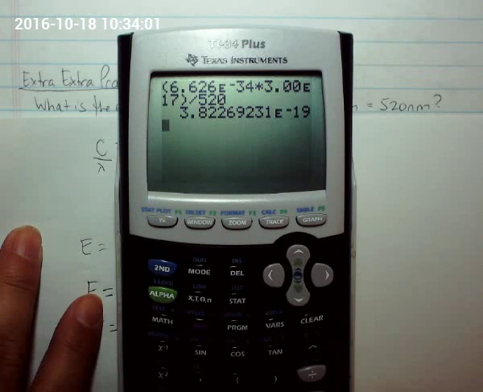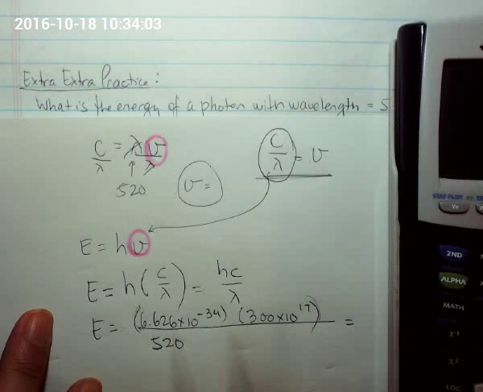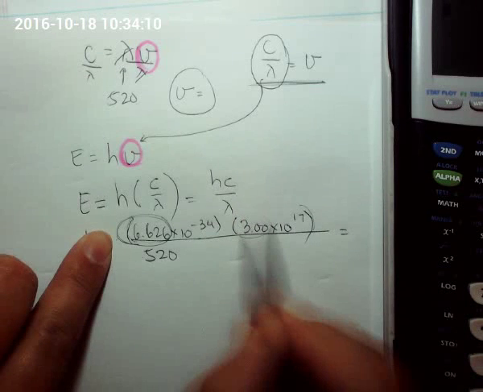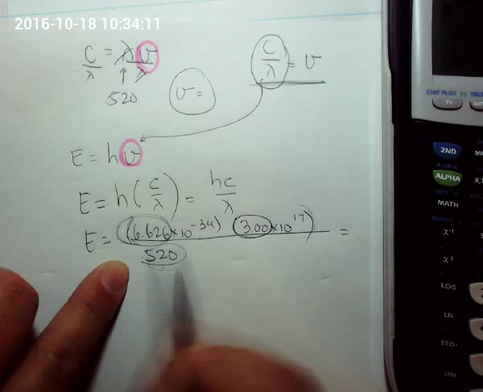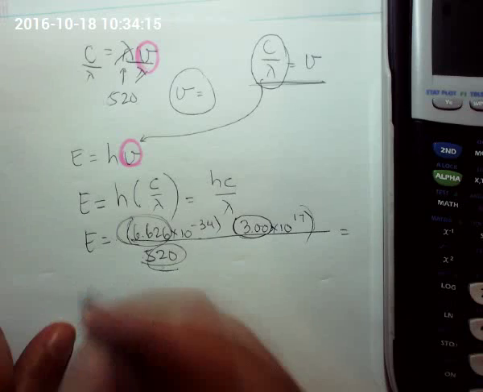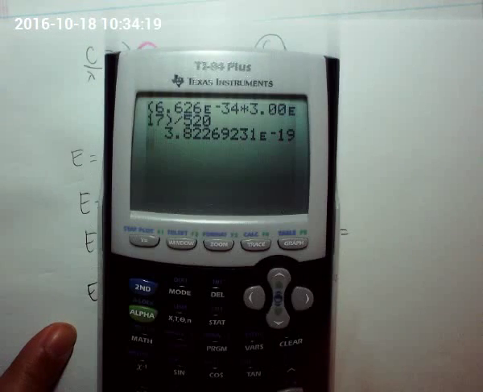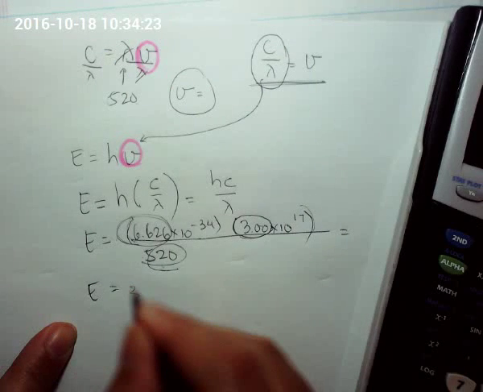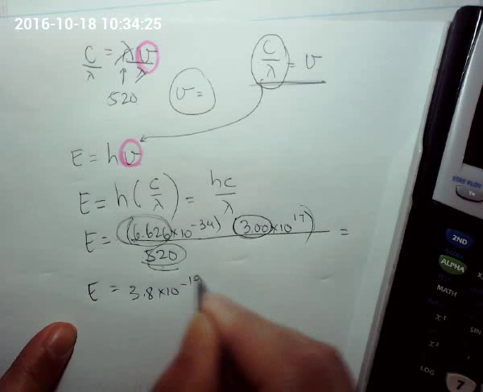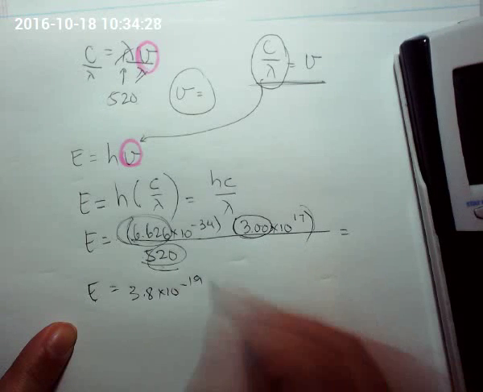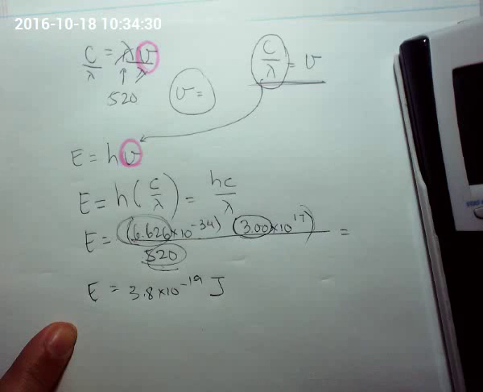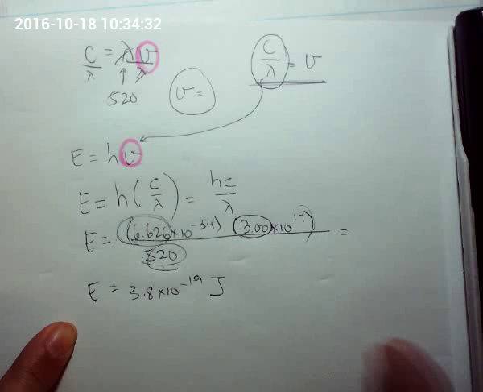All right? Now, look at the inputs. How many significant figures were there in this number? In the 6.626, there's 4. How many here? How many there? No, that only has 2 significant figures. All right, so how much of this do I write down? So what would I write? 3.8 times 10 to the negative 19th. What's the unit for energy? Joules.